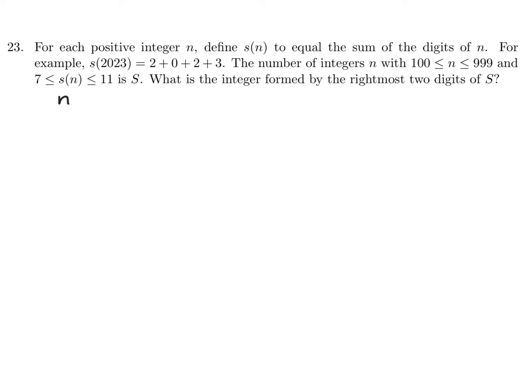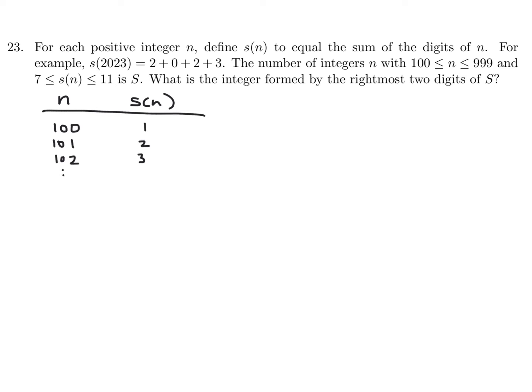So let's make a list here. We have n and s at n. And n is between 100 and 999. Oh, that's a lot. Obviously I can't go through all of them, but let's see if I can get some sort of a pattern. Let's start with 100. S at n would be 1. 101, S at n would be 2. 102, S at n would be 3, and then so on. But we're only interested when S at n is between 7 and 11.